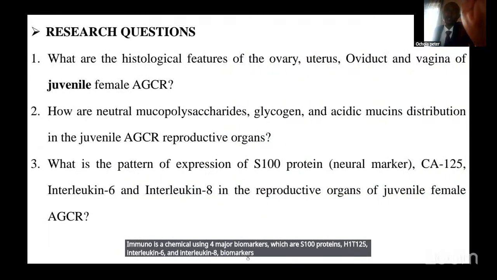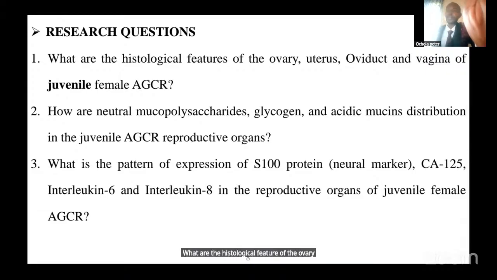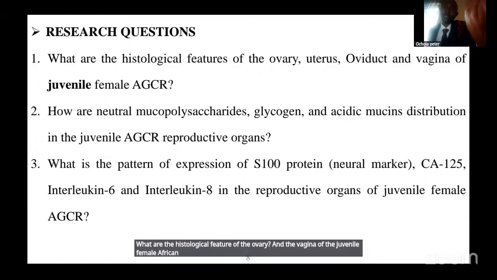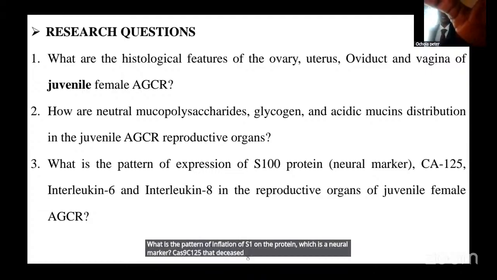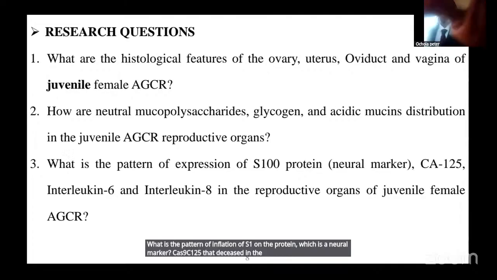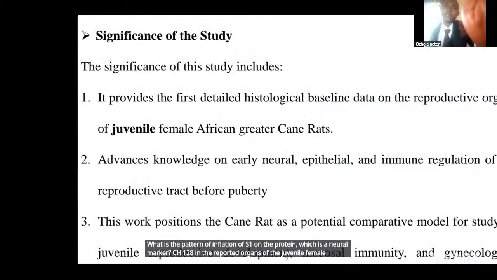The research questions: what are the histological features of the ovary, uterus, and the vagina of the juvenile female African greater cane rat? How are neutral mucopolysaccharide, glycogen, and acidic mucin distributed in the juvenile African cane rat reproductive organs? What is the pattern of expression of S100 protein, which is a neural marker, calcium CA125, interleukin 6, and interleukin 8 in the reproductive organs of the juvenile female African greater cane rat? Significance of the study.